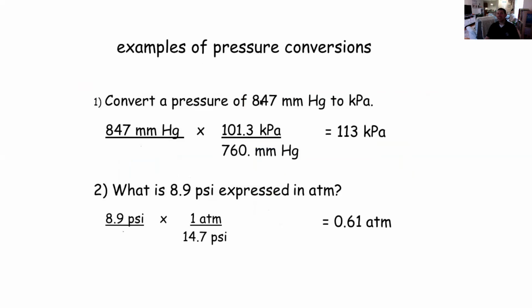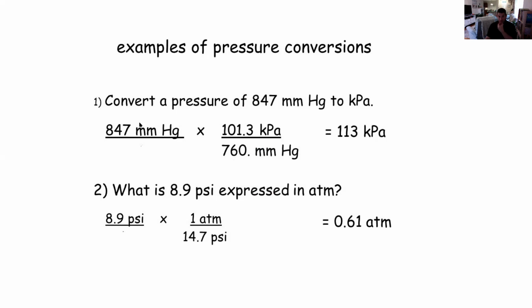So we'll see an example here. Convert a pressure of 847 millimeters of mercury to kPa. Take your 847 millimeters of mercury and multiply it by what you want, kPa, so you put its equivalence, 101.3 kPa, up top, divided by what you already have, millimeters of mercury, using its equivalence, 760. So you'll do 847 times 101.3, and then divide it by 760, and that gives you 113 kPa.